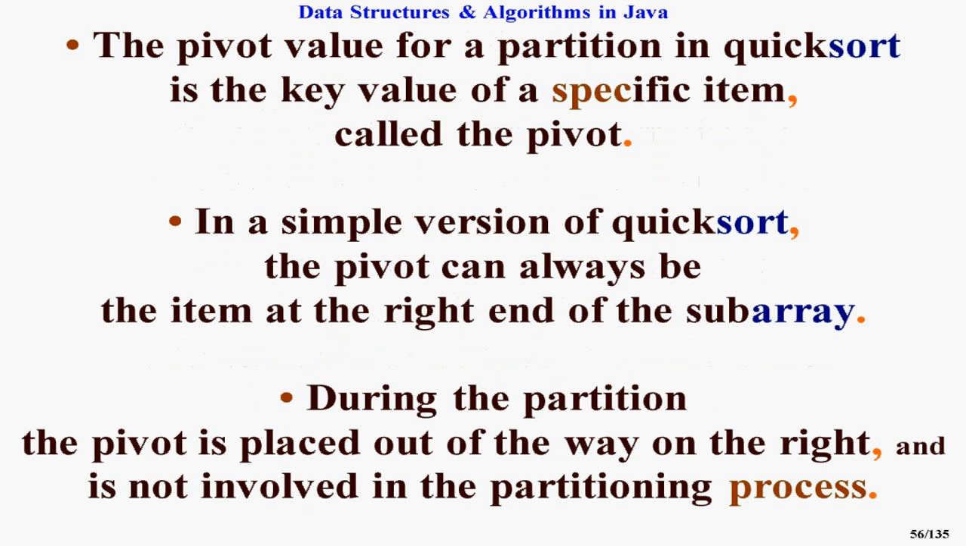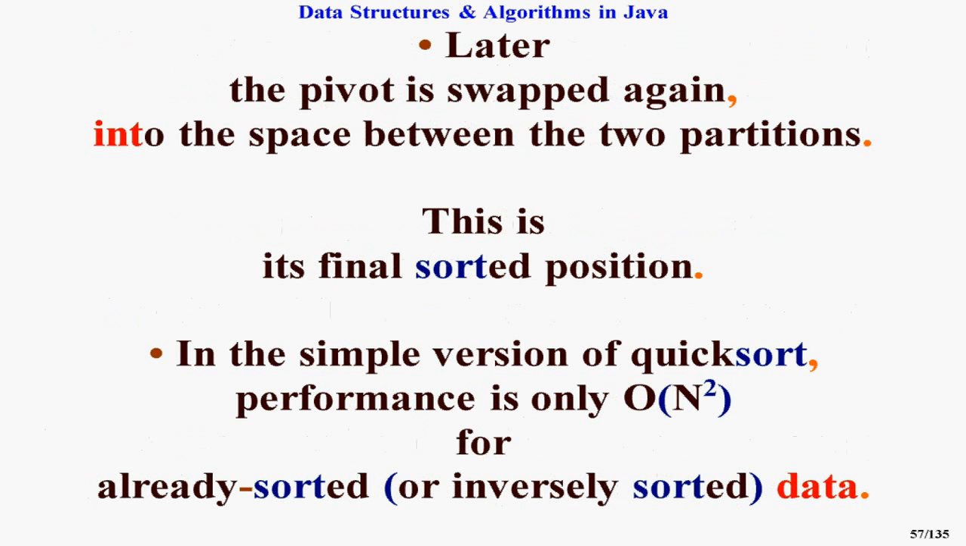The pivot value for a partition in quicksort is the key value of a specific item, called the pivot. In a simple version of quicksort, the pivot can always be the item at the right end of the subarray. During the partition, the pivot is placed out of the way on the right, and is not involved in the partitioning process. Later the pivot is swapped again, into the space between the two partitions. This is its final sorted position.